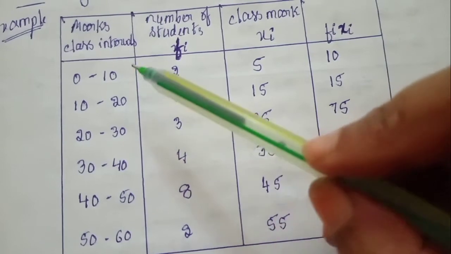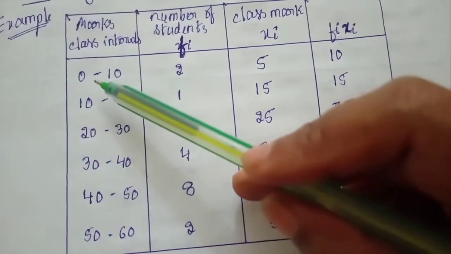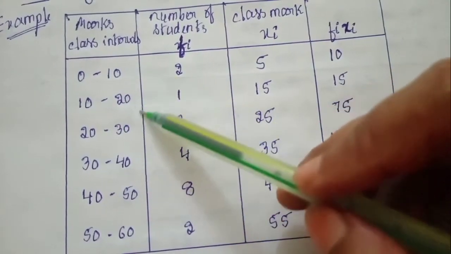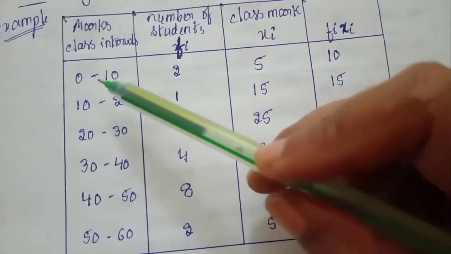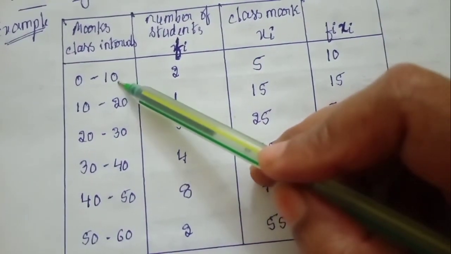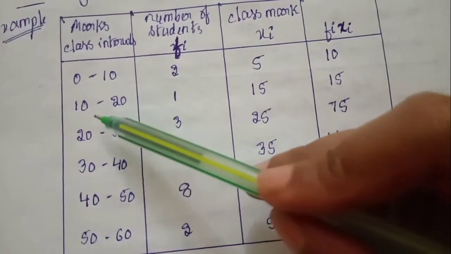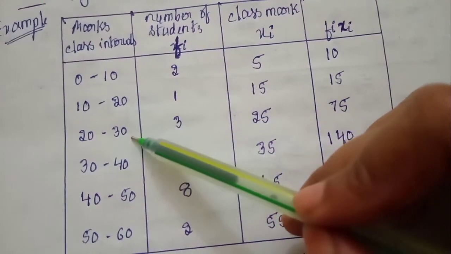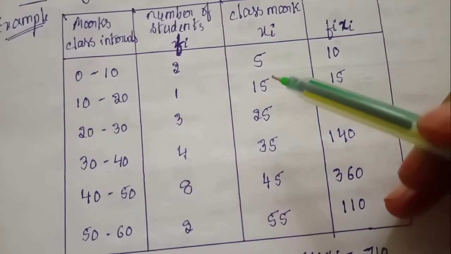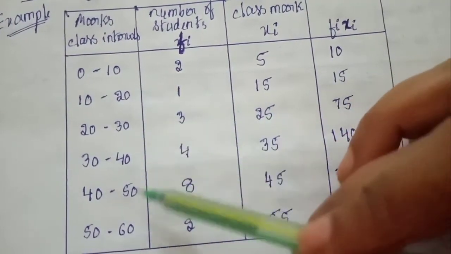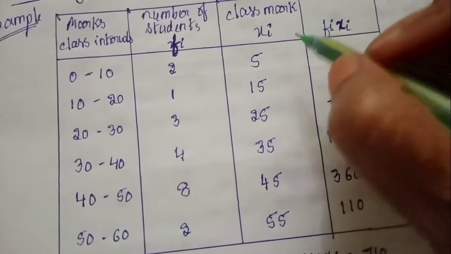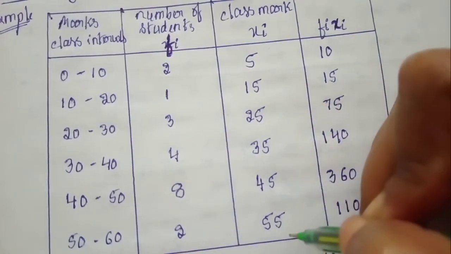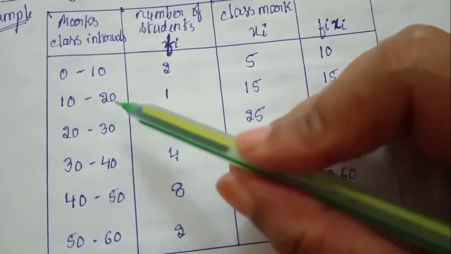So what is the formula? Class mark is equal to lower limit plus upper limit divided by 2. With this formula we can find the class mark for every class interval. Let me explain now. 0 plus 10, 10 divided by 2, how much? 5. Next, 10 plus 20, 30 by 2, 15. 20 plus 30, 50 by 2, 25. So instead of applying the class mark formula for every class interval, you can first find the class mark of the first class interval, which is 5, and the remaining class marks can be found with the help of class size.